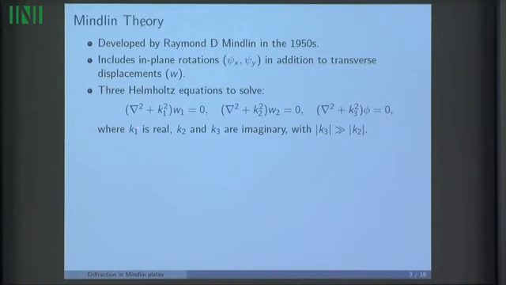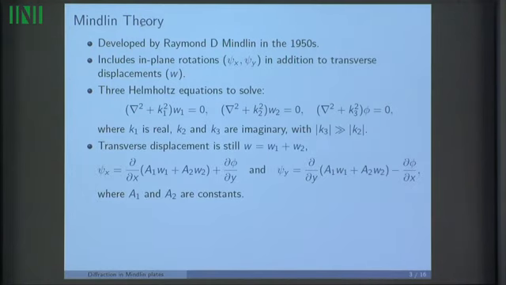K1 is real here, so that's going to give you your propagating terms. K2 is imaginary, and K3 is also imaginary, usually a lot bigger than K2. So these phi terms are very strongly evanescent. They really only matter very close to a boundary, and then they decay away very rapidly as you move away. And as I said, you've still got the transverse displacement, and that's still just the sum of W1 and W2, but you've also got these in-plane rotations, given by these formulas, which are just partial derivatives of the W's and phi, and these A1 and A2 are just constants.